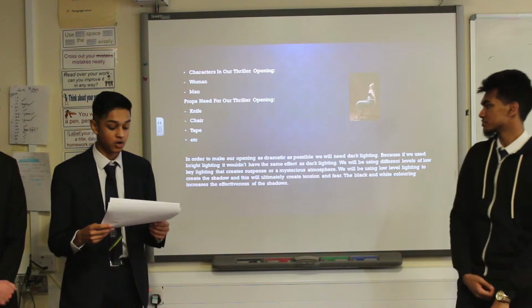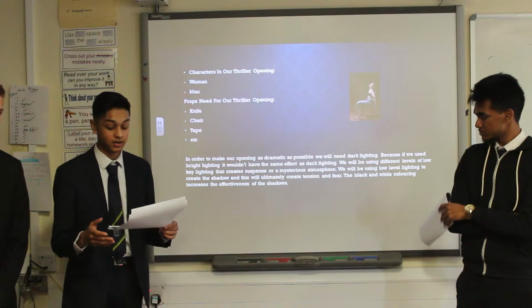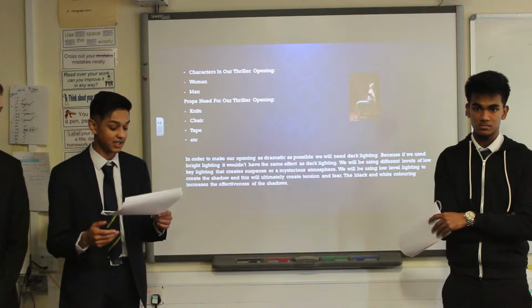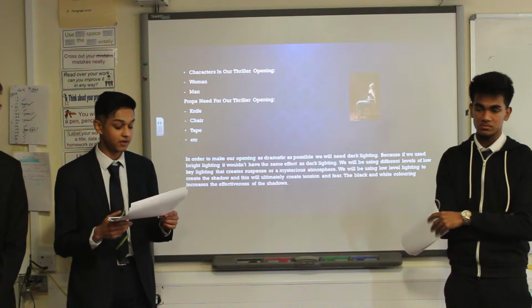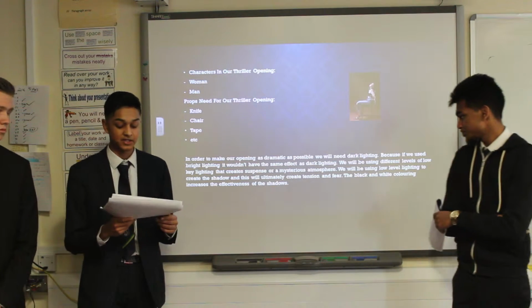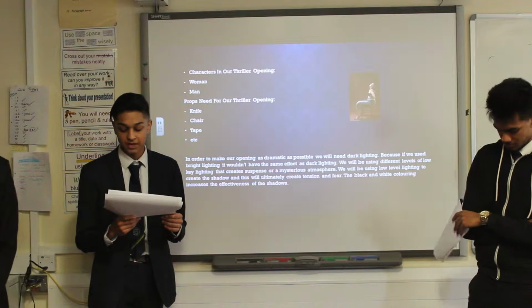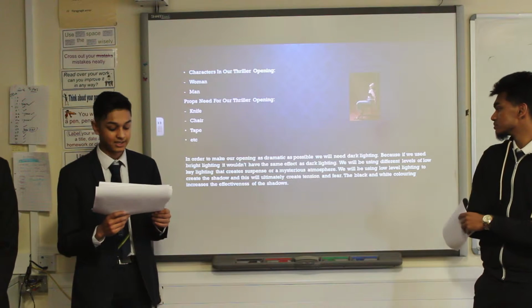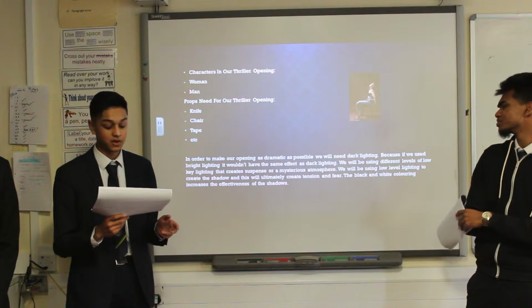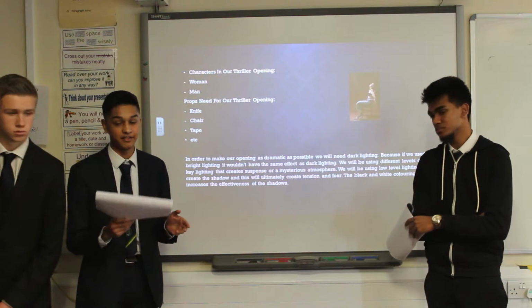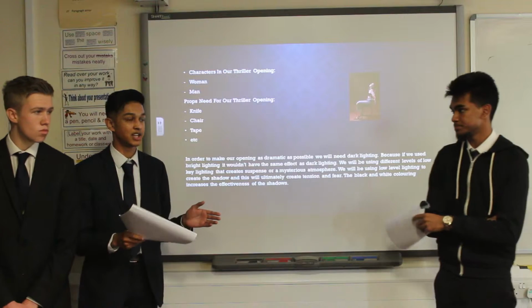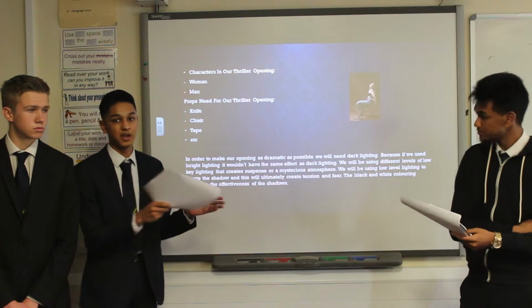In order to make our opening as dramatic as possible, we would need dark lighting, because if we used bright lighting, it wouldn't have the same effect as dark lighting. We'll be using different levels of low-key lighting that create suspense or a mysterious atmosphere. We will be using low-level lighting to create the shadow, and this will ultimately create tension and fear. The black and white colouring increases the effectiveness of the shadow, as you will see the shadow, and then it will bring the viewers into where the shadow is actually going.